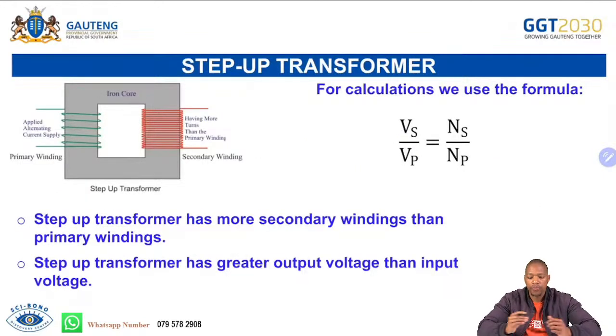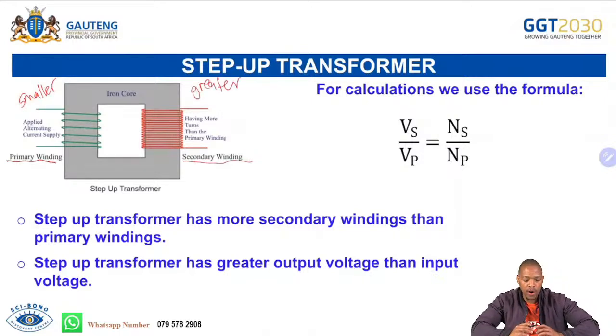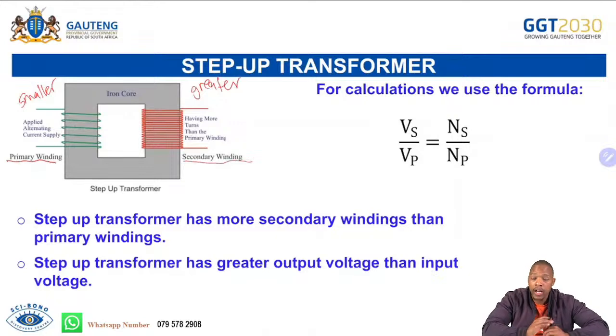Okay, so let's look at a step-up transformer in a little bit more detail. As we've said, a step-up transformer is the one that increases the voltage. If you look at the number of windings, these are the primary windings and these are the secondary windings. We have a smaller number of windings here compared to this greater number of windings here. We have a greater number of windings in the secondary compared to the primary.